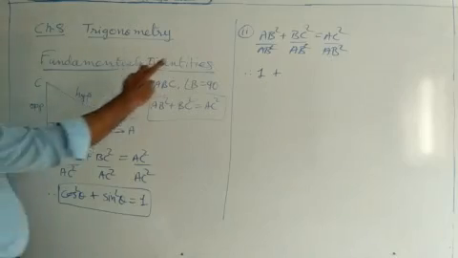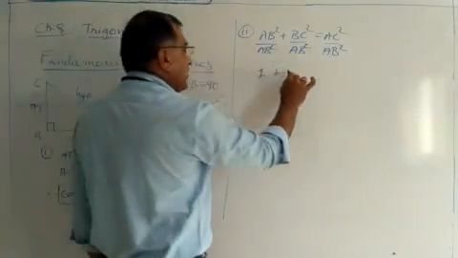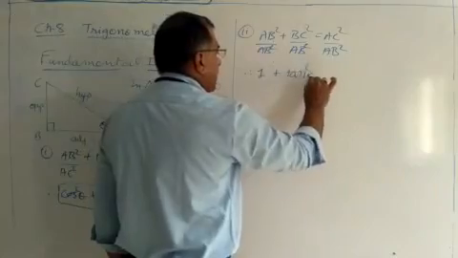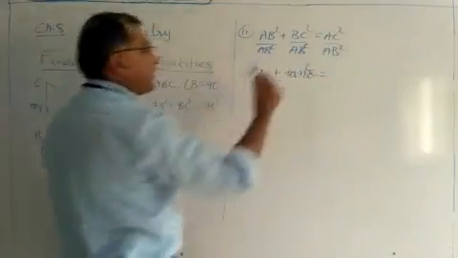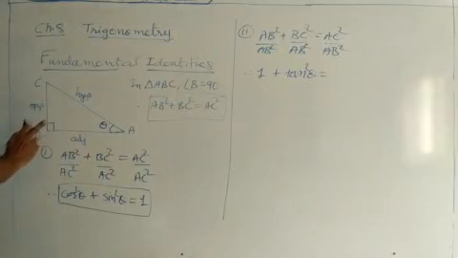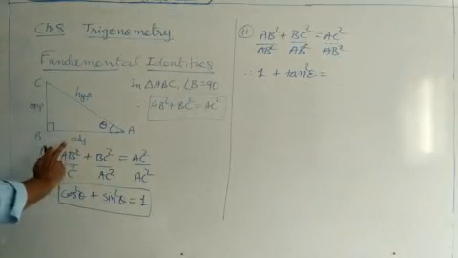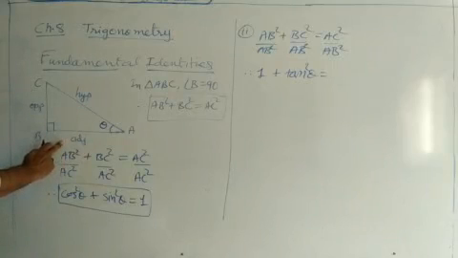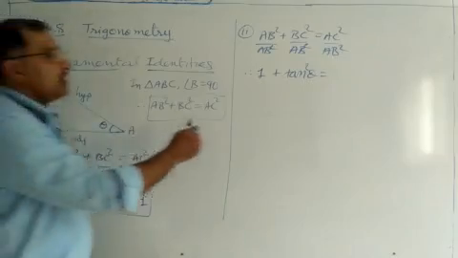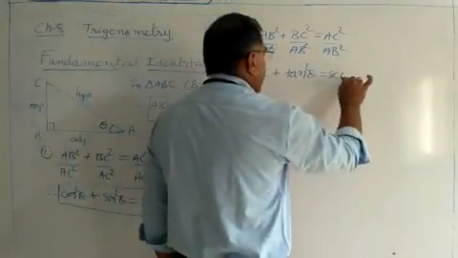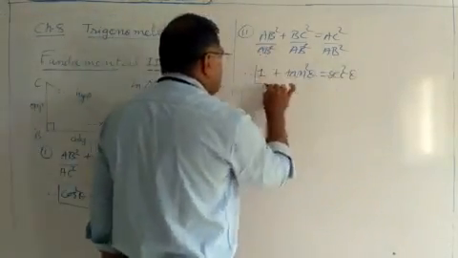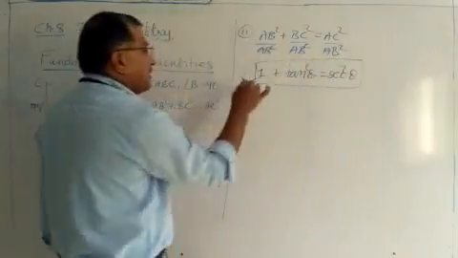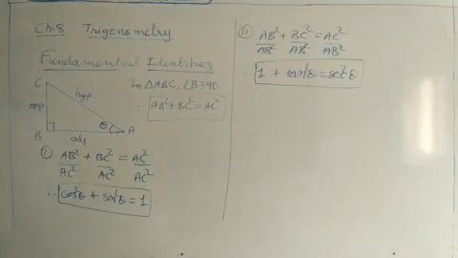So here as square is there, we will get tan square theta. Then AC square upon AB square. So here AC is hypotenuse and AB is adjacent. So hypotenuse upon adjacent is called sec theta. So here we will get sec square theta. So this is the second fundamental identity: 1 plus tan square theta is equal to sec square theta.